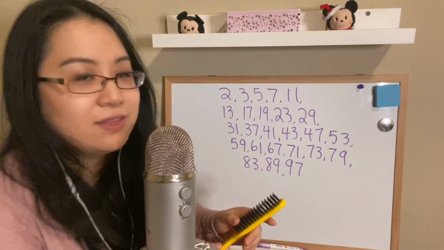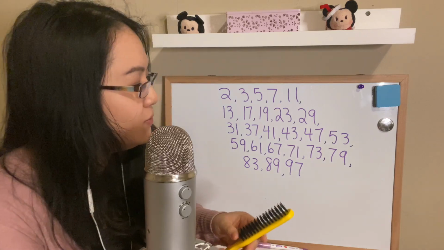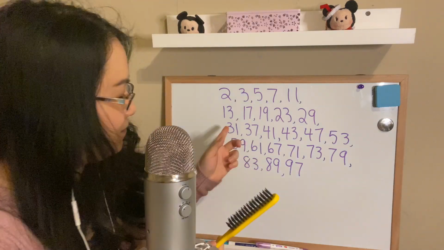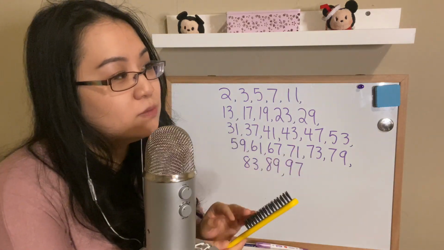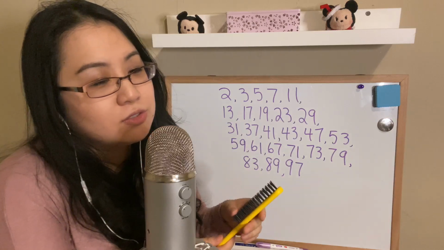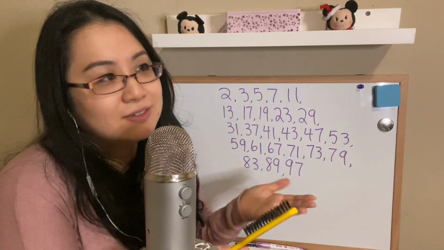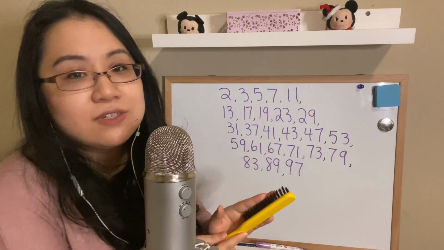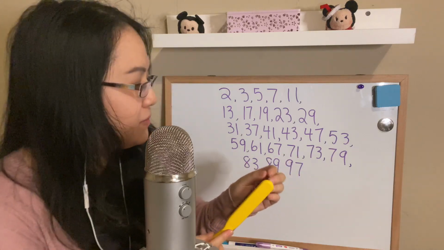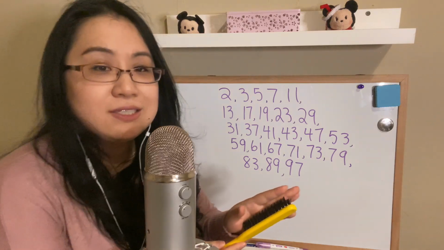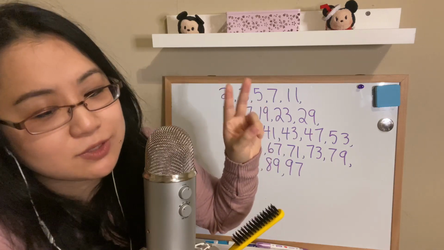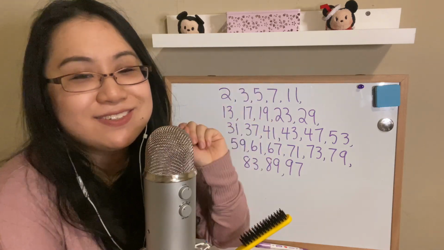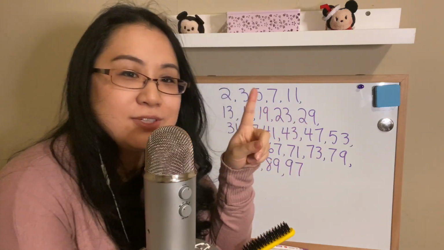61 is prime. 62 is 2 times 31, which is prime. 63 is 3 times 21, so 3 squared times 7. 9 times 7 is 63. 64 is the power of 2. It's 32 times 2, so 2 times 2 times 2 times 2 times 2 times 2. So 2 to the power of 6.